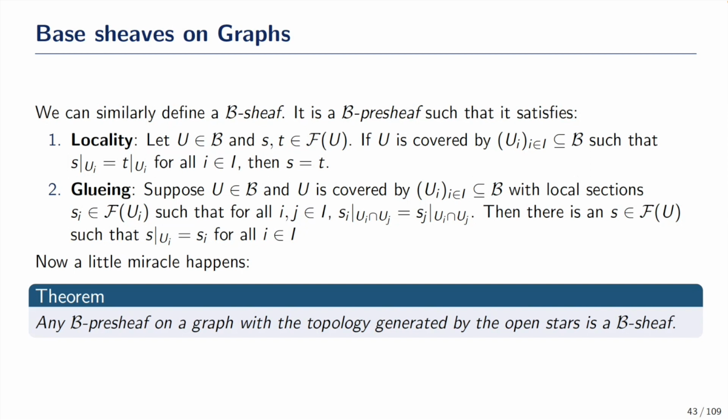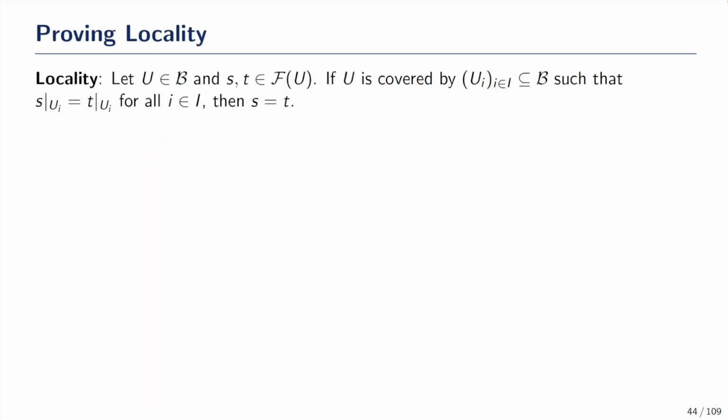And now a little miracle happens. It turns out that any base presheaf on a graph, with the topology we use given by the open sets, is actually a base sheaf. So it just trivially holds: any presheaf here is a sheaf. The reason is that the topology is so simple that you get that automatically and for free without having to do anything. So that's one of the key ideas to prove these sorts of things we try to do.